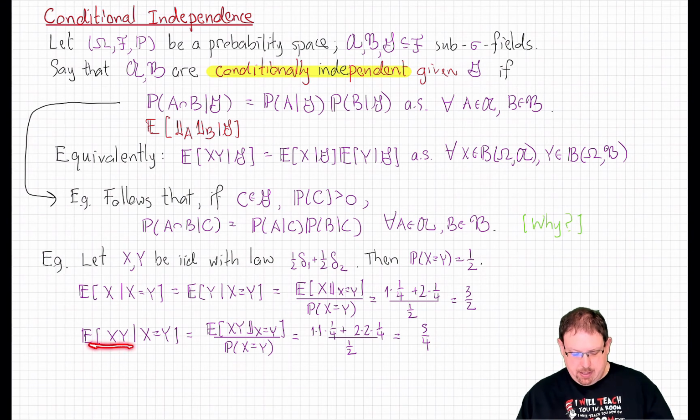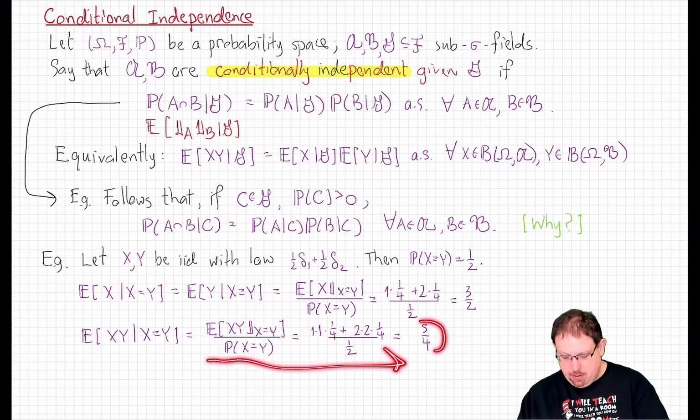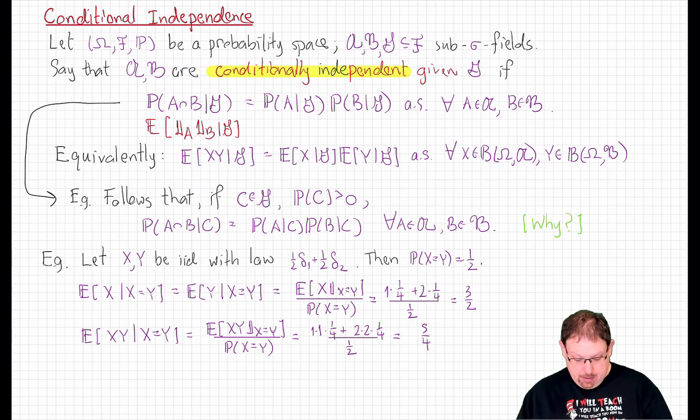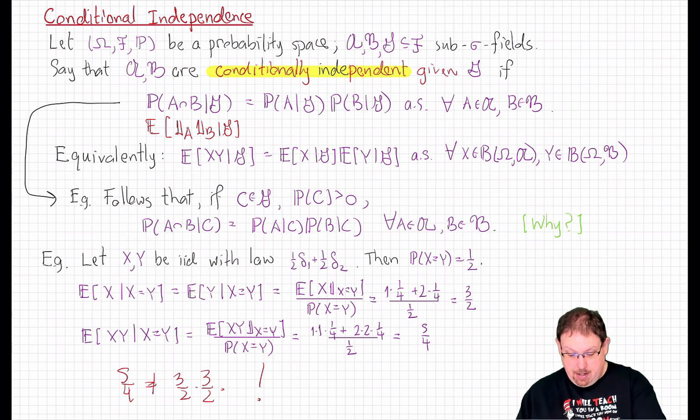I can similarly work out the conditional expectation of XY given the event that X equals Y, and I get 5/4. The problem is that 5/4 is not equal to 3/2 times 3/2. And so, although these two random variables are independent, they are not conditionally independent given the event that X equals Y. That's just something to bear in mind as we go forward talking about conditional independence.